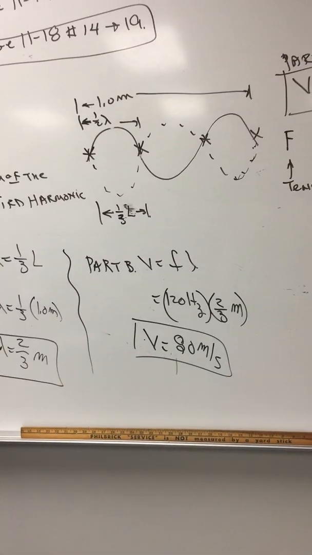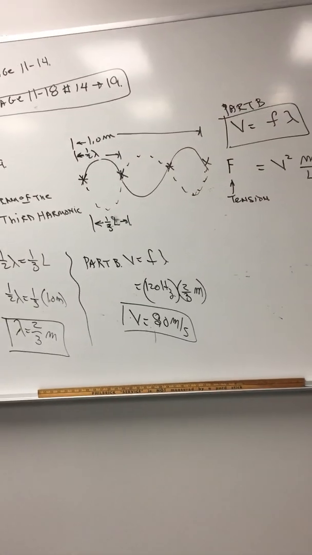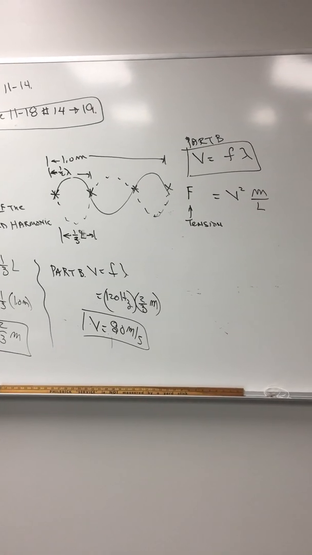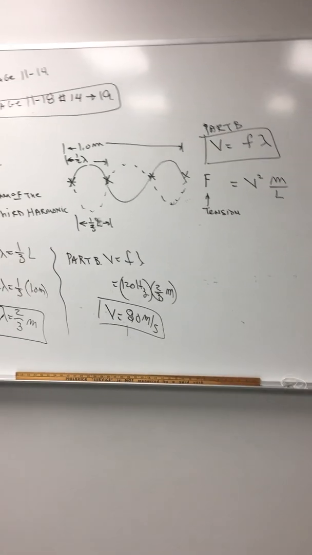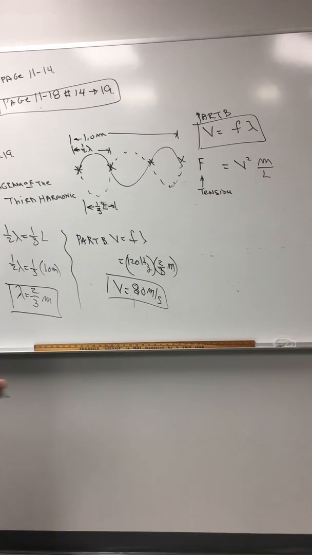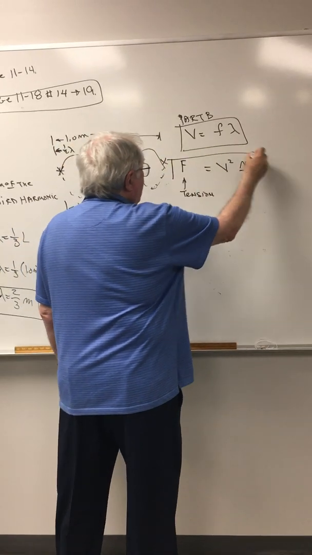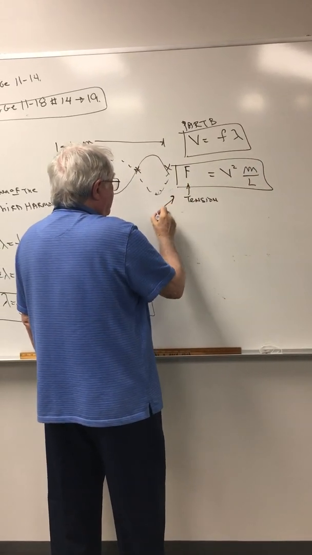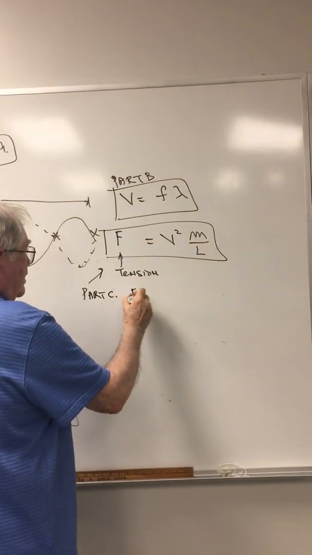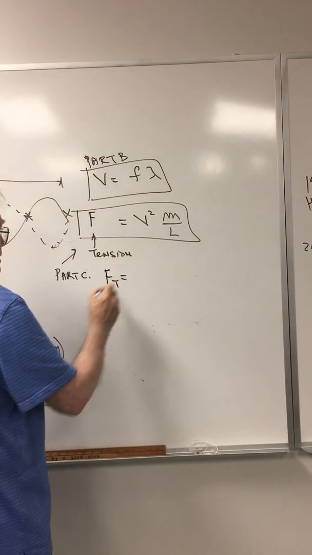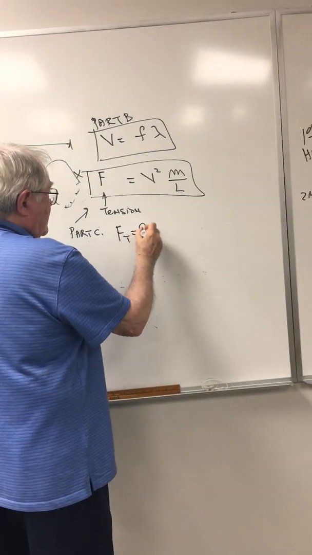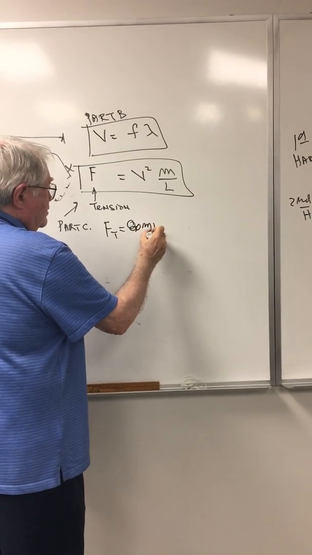Now I'm not going to read the whole problem again, that would be probably the 5th time, but let me just read the last part now. The last part, part C, says figure out the tension or the force in the string. So we need another formula for that. Well, fortunately, we wrote this on the board earlier. And this now is part C. So this tension, I call it F sub T, T for tension, is going to be equal to the velocity squared, 80 meters per second squared.